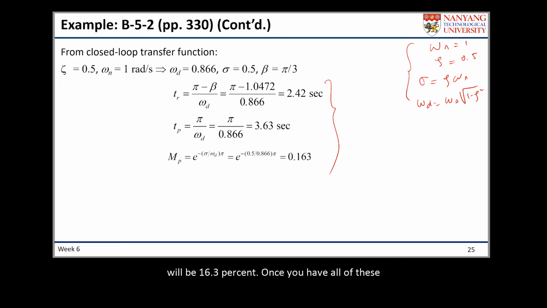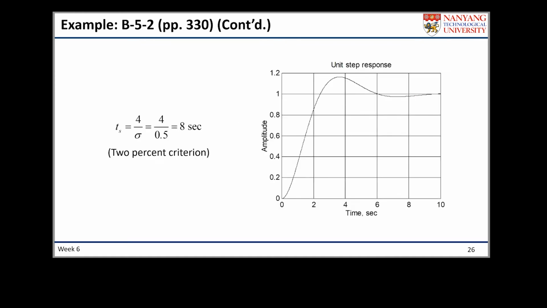Once you have all of these features, you can sketch the response. The settling time we can also calculate using the formula, so the settling time will be 8 seconds. Using the rise time, peak time, maximum overshoot, and settling time, you should be able to sketch the unit step response. What you can see on the right side is the sketched unit step response. This agrees with what we just calculated.